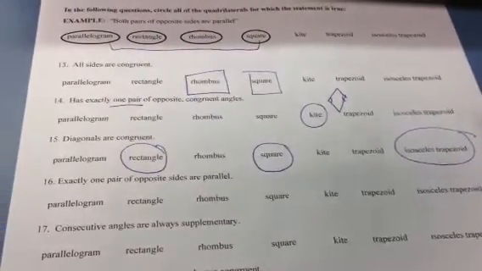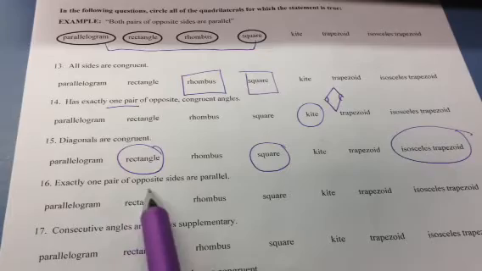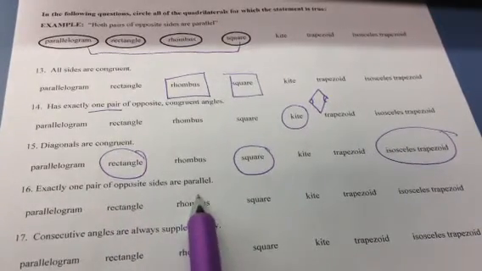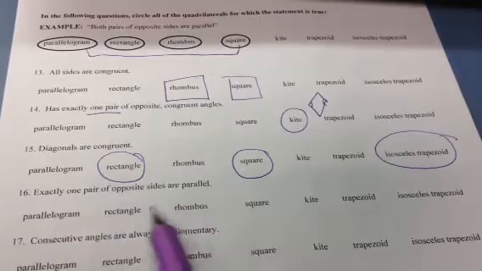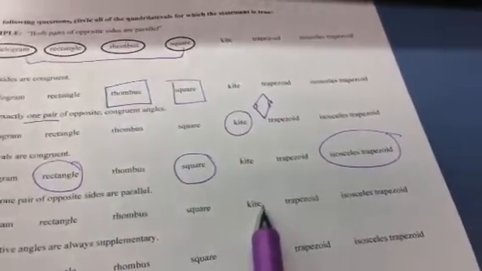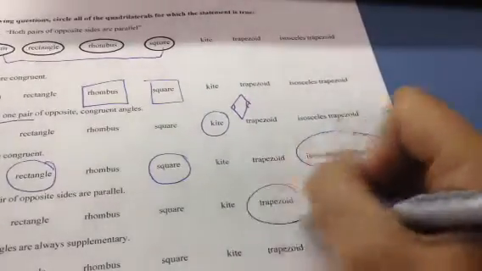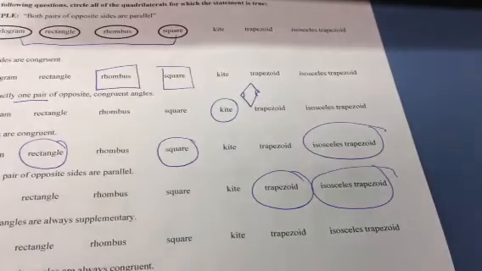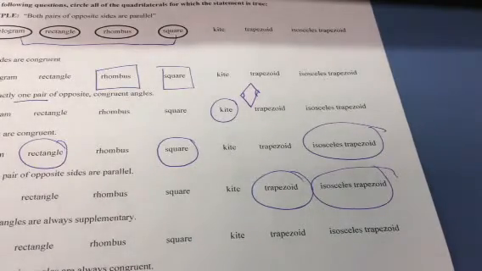All right, 16, exactly one pair of opposite sides are parallel. So one pair of opposite sides can't be a parallelogram. A kite has no parallel opposite sides, so that's going to be our trapezoids. Both the isosceles and the regular trapezoid have one pair of opposite parallel sides.